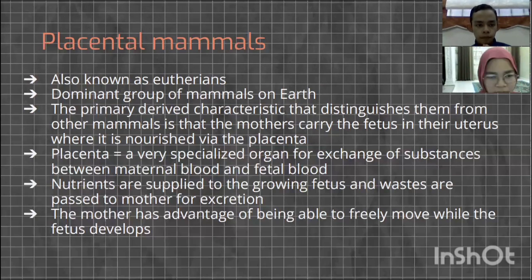The primary derived characteristic that distinguishes them from other mammals is that the mothers carry the fetus in their uterus, where it is nourished via the placenta. So what is the placenta? The placenta is a very specialized organ for exchange of substances between maternal blood and fetal blood. Nutrients are supplied to the growing fetus and wastes are passed to the mother for excretion. The mother has the advantage of being able to move freely while the fetus develops.